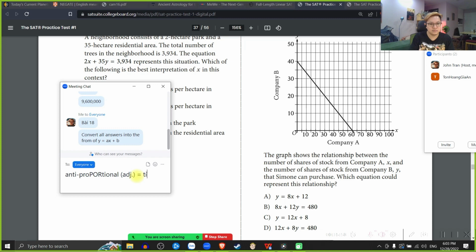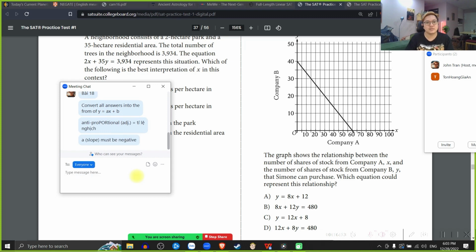And what does it mean? It means the A must be negative. So the slope of this line must be a negative value.